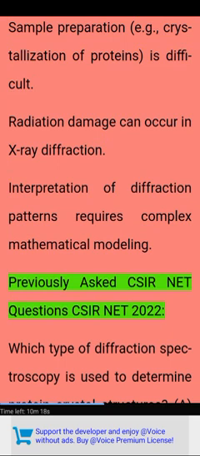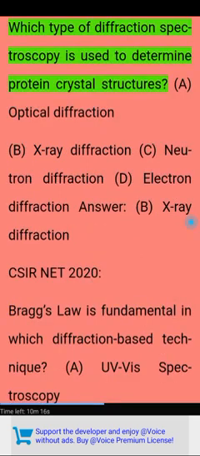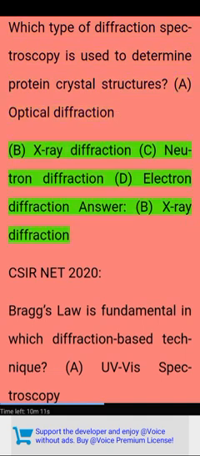Previously asked CSIR-NET question: CSIR-NET 2022. Which type of diffraction spectroscopy is used to determine protein crystal structures? A. Optical diffraction. B. X-ray diffraction. C. Neutron diffraction. D. Electron diffraction. Answer: B. X-ray diffraction.